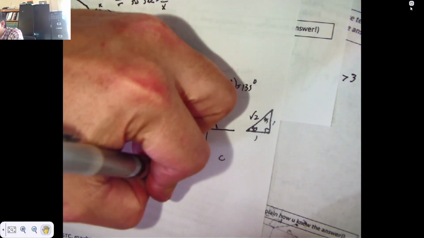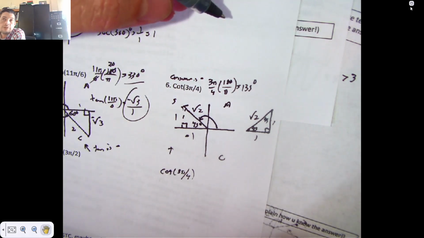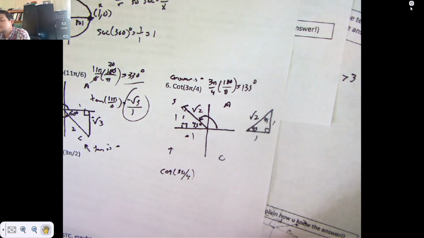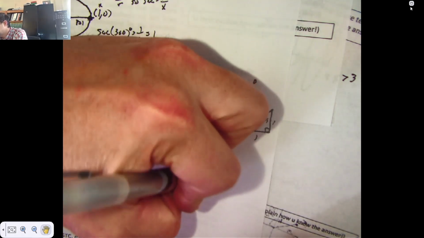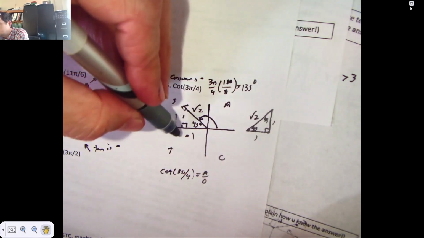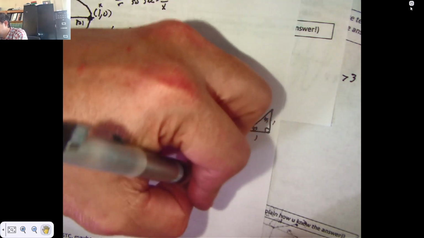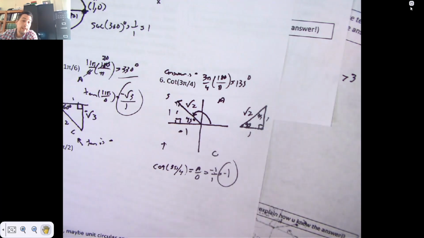So I'm going to find the cotangent of 3 pi over 4. Cotangent is reciprocal of tangent. Tangent is opposite over adjacent. So cotangent is adjacent over opposite. So adjacent is a -1, opposite is a 1. There's your answer. -1.